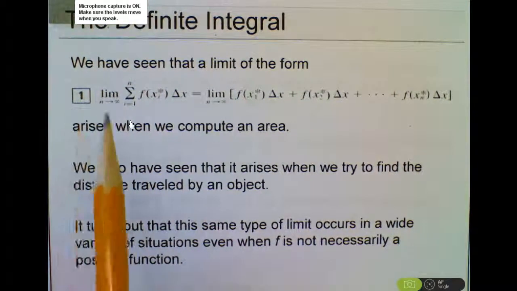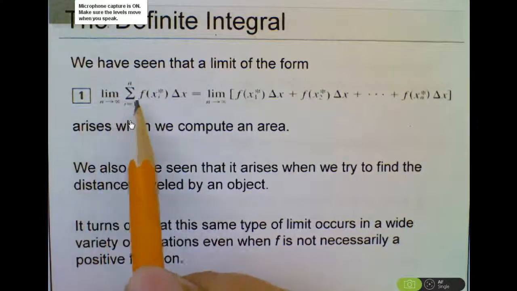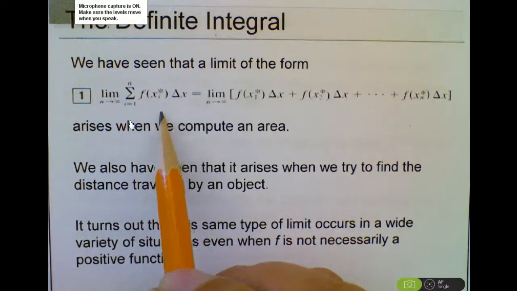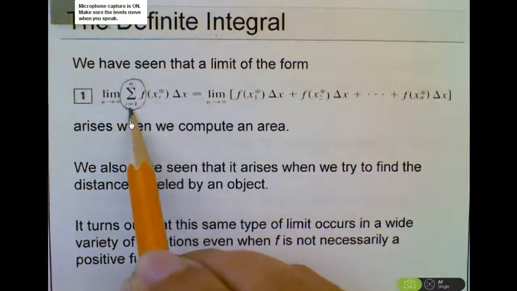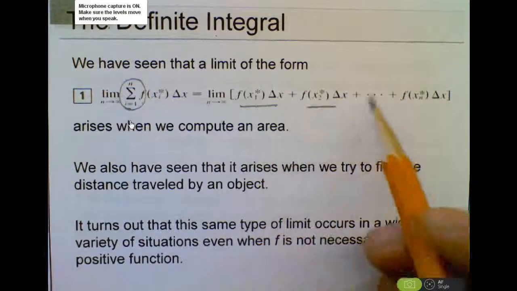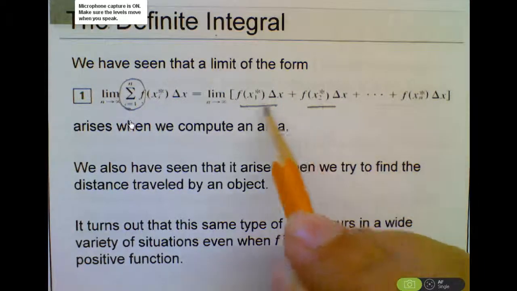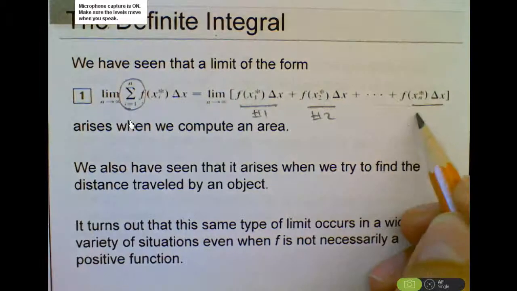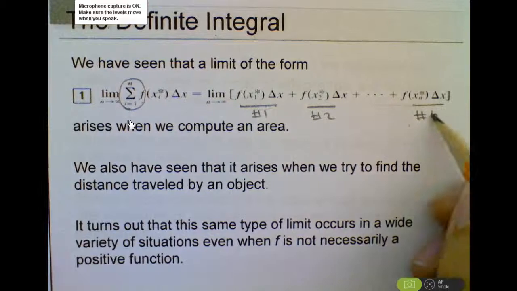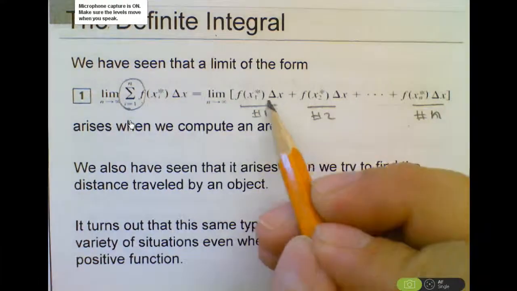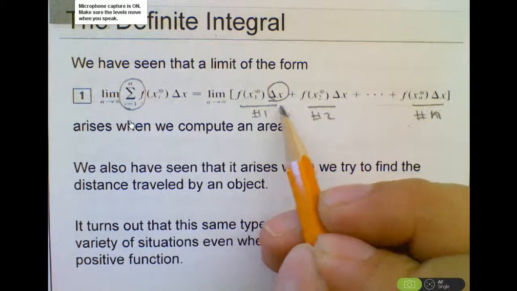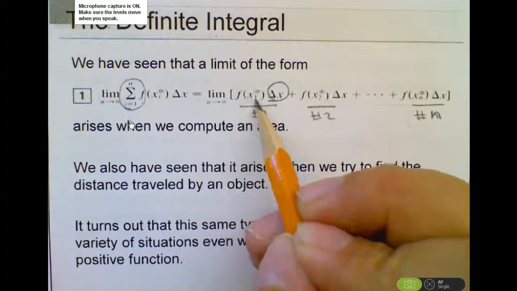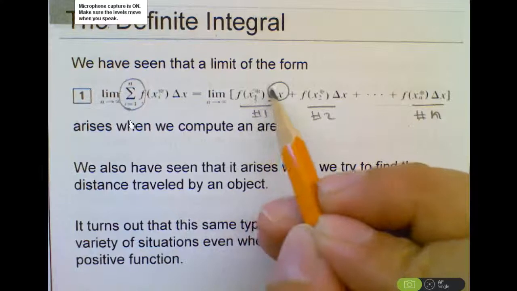And what we have seen is that this limit of the sum of all the little rectangles that we can form under a curve, we can write using sigma notation, or we can write it out as the infinite sum of all these little rectangles. This is rectangle number 1, this is rectangle number 2, and this is rectangle n if we're making n rectangles. And also the base is delta x, and the height of each of the rectangles will be f evaluated at some x that is in that little base.